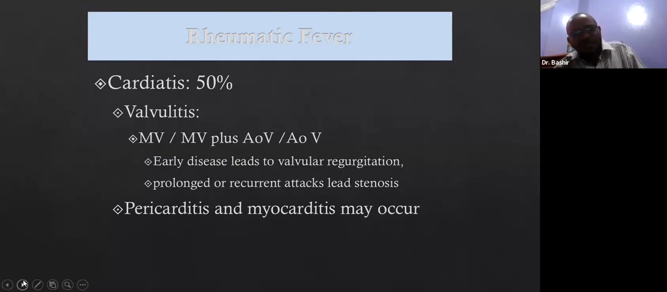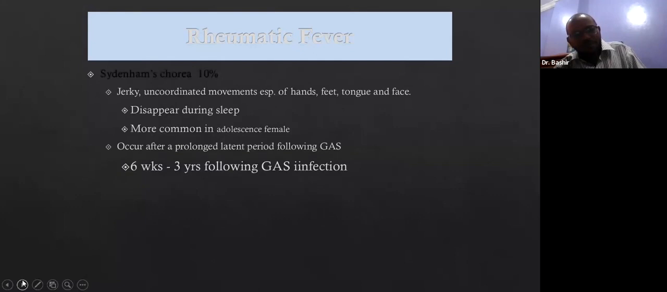Pericarditis and myocarditis may occur. Sydenham chorea in 10%. It is a jerky, uncoordinated movement, especially of the hands and feet, tongue and face. This disappears during sleep and is exacerbated by anxiety. More common in adolescent females. It occurs after a prolonged latent period following group A streptococcal infection, 6 weeks to 3 years following the infection.